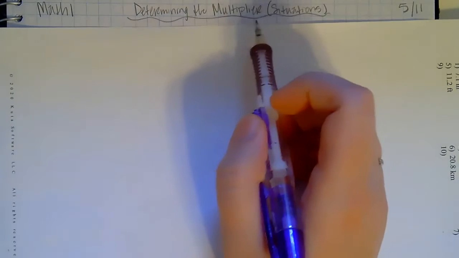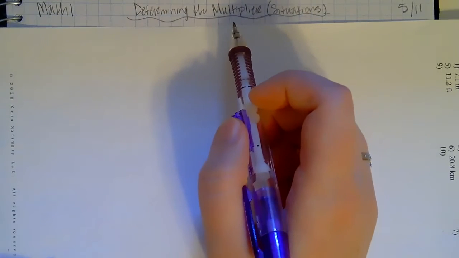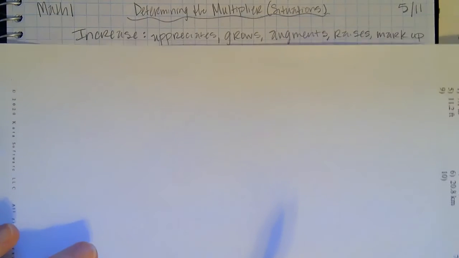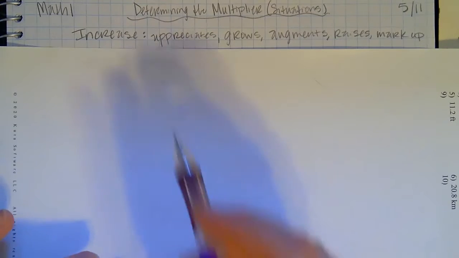This is for Math 1. And today we're going to continue looking at determining the multiplier, but in situations this time. Okay? So first thing I want to do is go over some terminology that you're going to need to know.